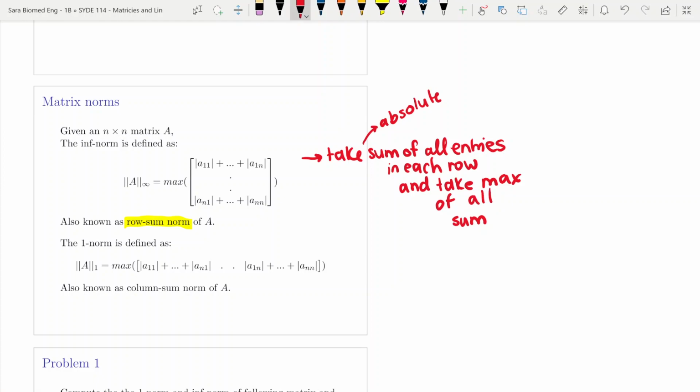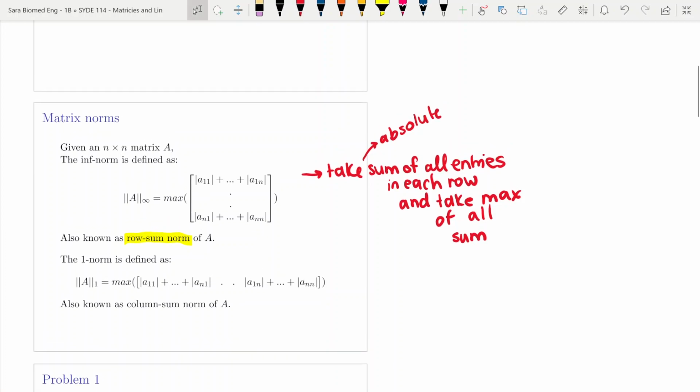And the one norm is the maximum value of A11 plus A21, and the second entry is A12 plus A22. As you can see, you're taking a sum along the column direction. This plus this is the first entry, this plus this is the second entry. It's called the column sum norm.